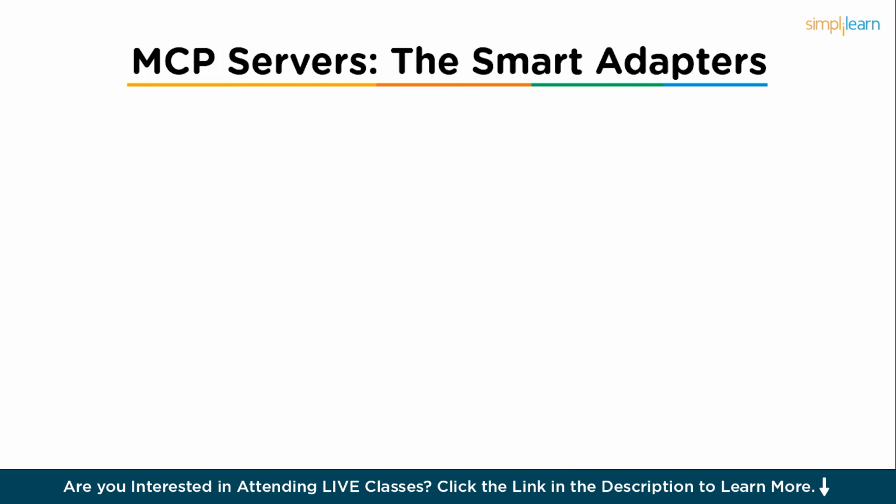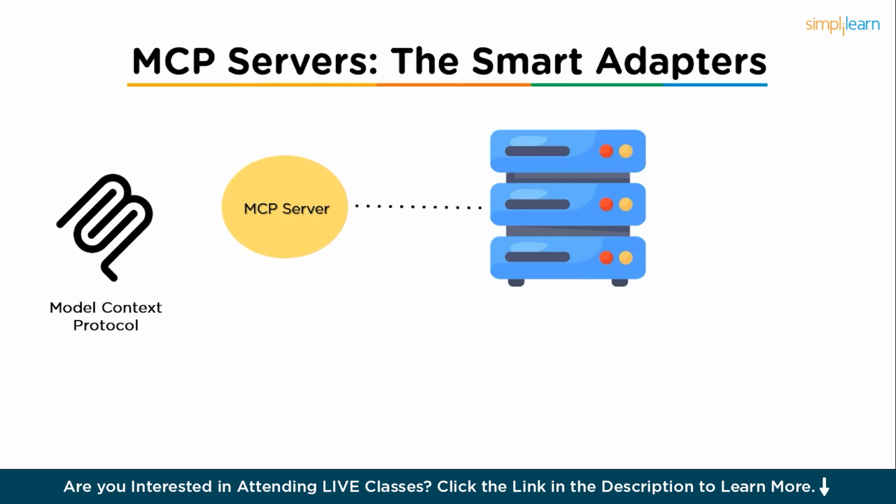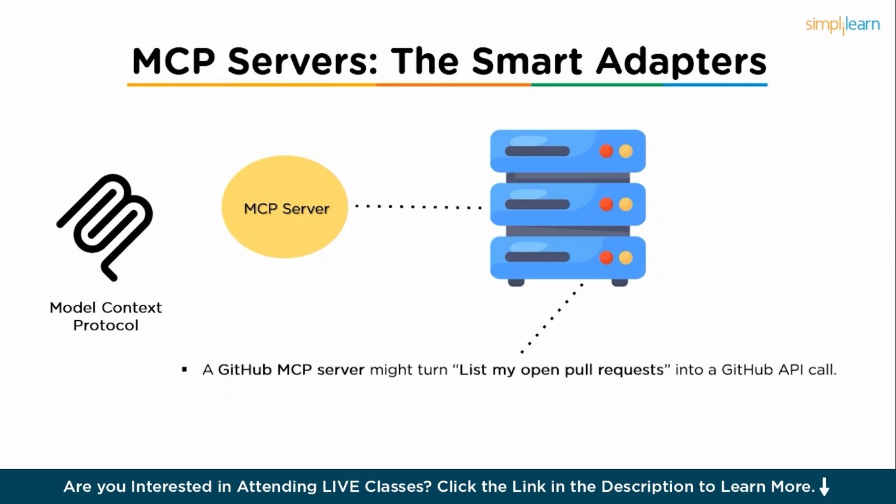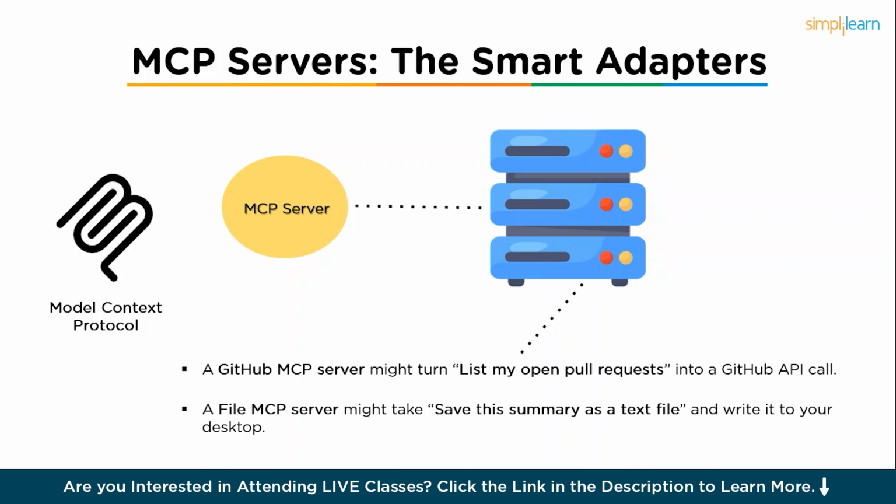Now let's talk more about the MCP servers. They are just like smart adapters for different tools. These servers know how to translate the AI's request into commands that the tools can understand. Let's say, for example, a GitHub MCP server might turn "list my open pull requests" into a GitHub API call, which I already told you before. Also, a file server might take "save this summary as a text file" and write it to your desktop. Then a YouTube MCP server might take a YouTube link and transcribe the video for you.